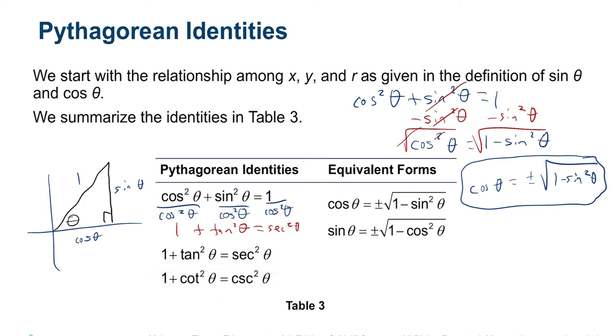All right, so if we do that, let's start with the original identity and divide everything through by sine squared this time.